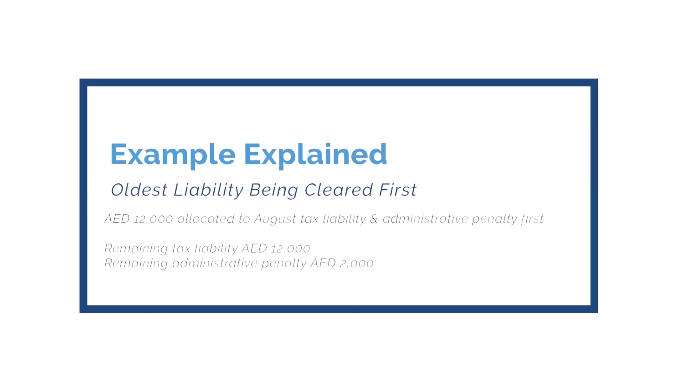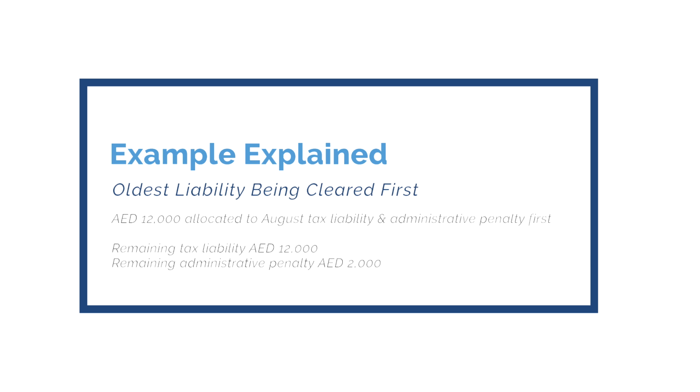If the third option is selected, which is the oldest liability cleared first, then the August tax liability of 10,000 dirhams and the August administrative penalty of 2,000 dirhams will be cleared off using the 12,000 dirhams paid, and the remaining liability will be 12,000 of the September tax liability and 2,000 of the September administrative penalty.